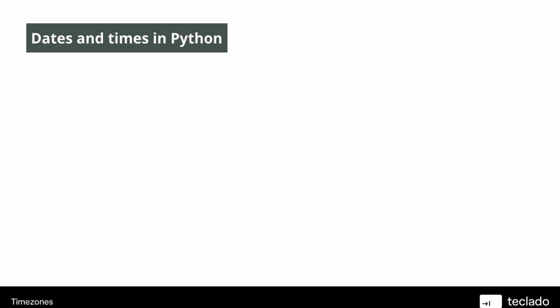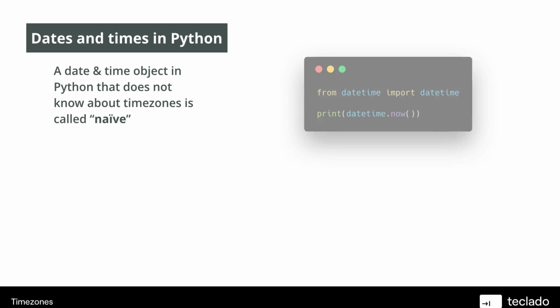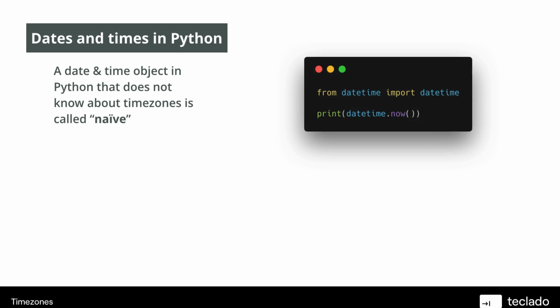So for date and times in Python, there are two types of date and time entities. There's the date and time object in Python that does not know about time zones, and that is called a naive date and time object. You can create one like this. You can say from datetime import datetime, and do something like print datetime.now. That is going to give you the current time in your computer, but it's not going to tell you what time zone that's in. So, not that useful, I would say.